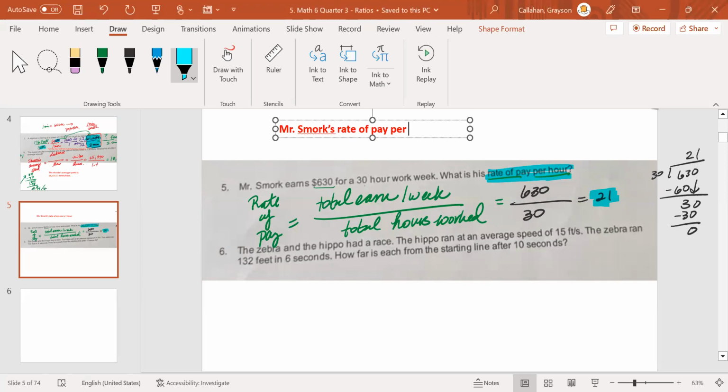His rate of pay per hour is $21. So whenever he works 1 hour, it's going to be $21. 2 hours will be 21 plus 21, so 42. And then you just keep adding $21 for each hour you work.